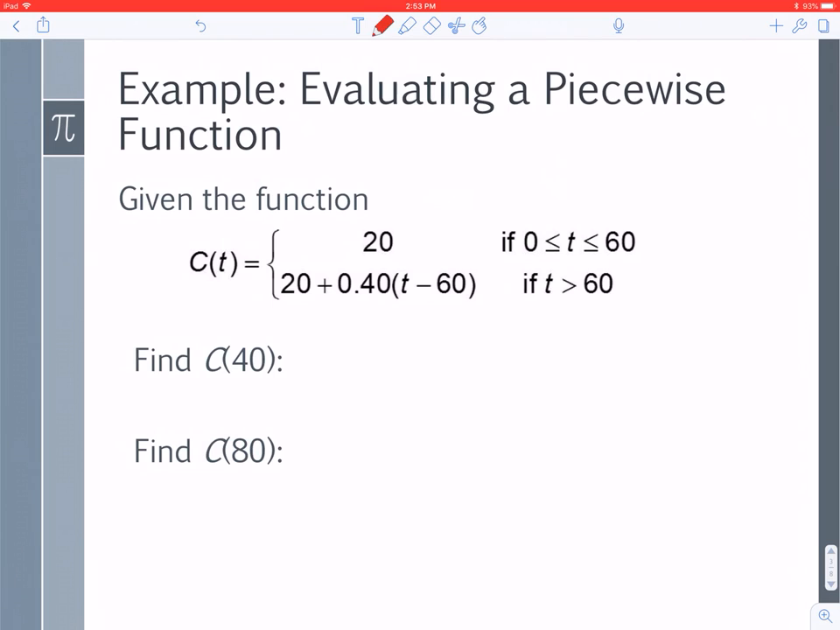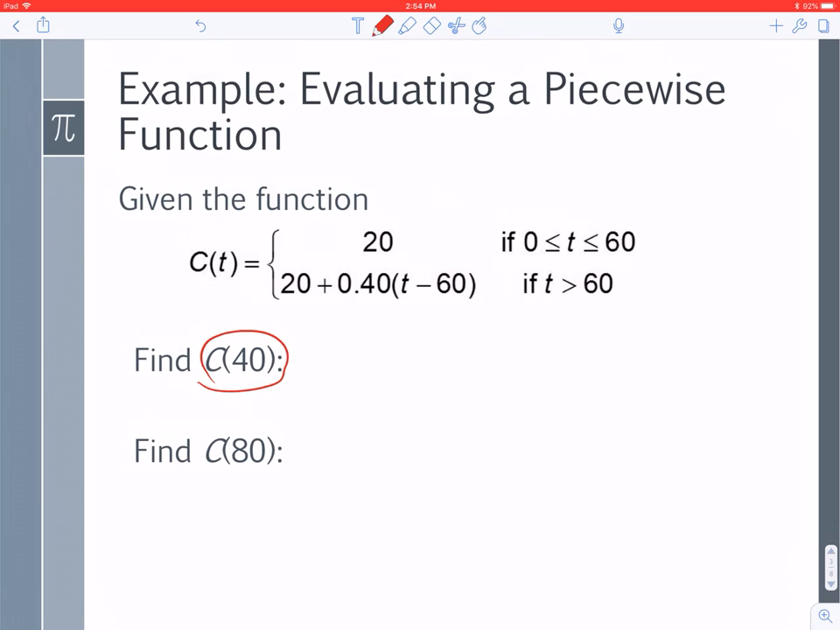So how do we evaluate a piecewise defined function? To evaluate a function at a particular value of our input, we just make a substitution. But now we're going to have to determine in which interval over the domain my input is located, so I'll know which equation I need to use to find the value of that function at that input. For example, C of 40. How do I determine what C of 40 is? Well, my input to my function is 40. So I need to decide which interval contains the number 40.